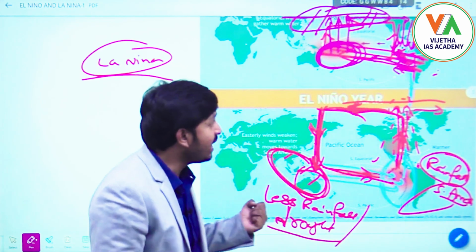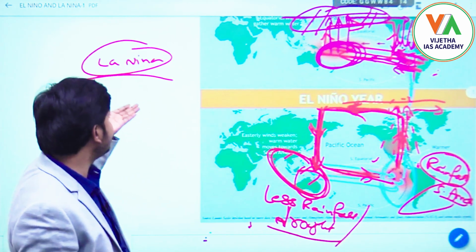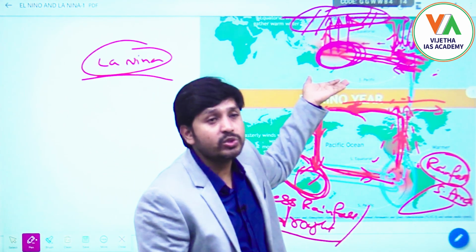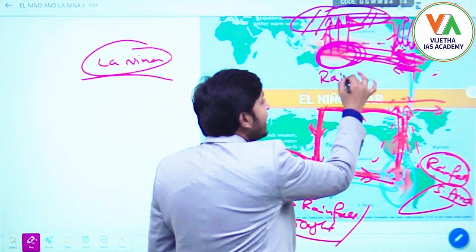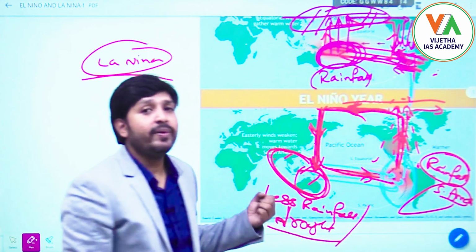So if you see this year, okay, after El Niño, generally we will see La Niña. In this La Niña, if you see, a huge amount of rainfall will be seen once again on the Australian coast. Nothing but this time it will be having floods.